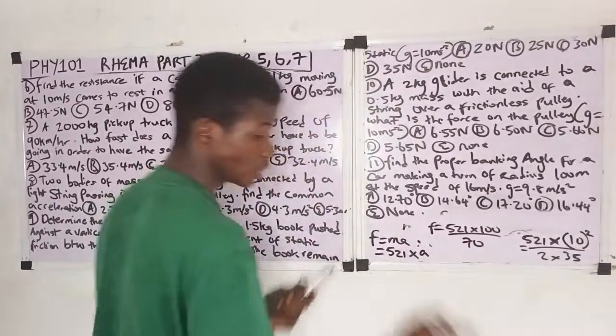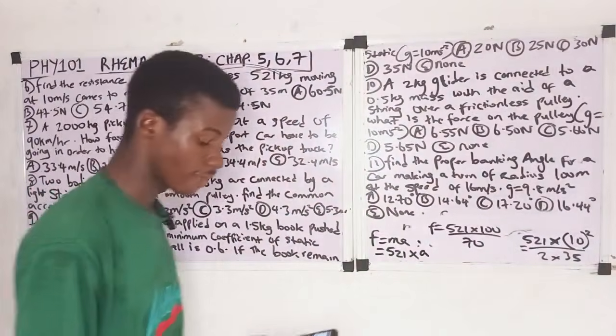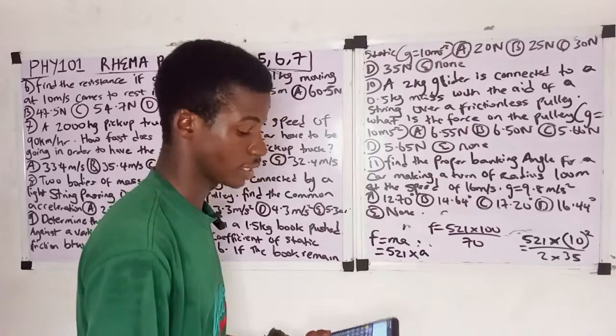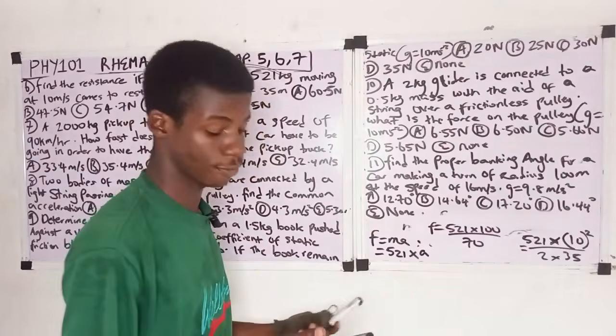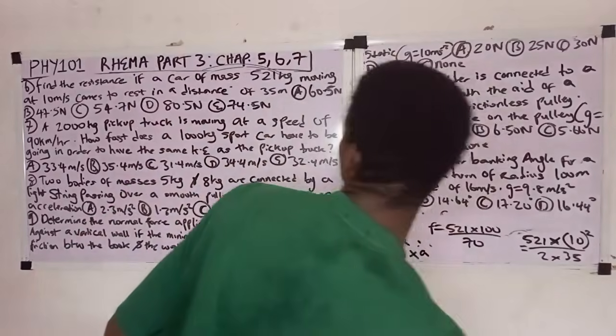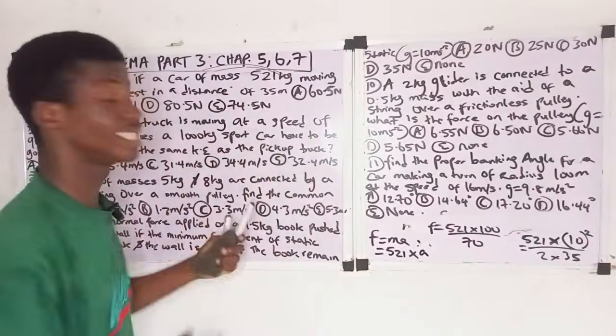Let me use my calculator to do it fast. So 521 times 100 divided by 70. The force is 744. Okay, 744. All right. So if you look here, the right option is supposed to be this, right?